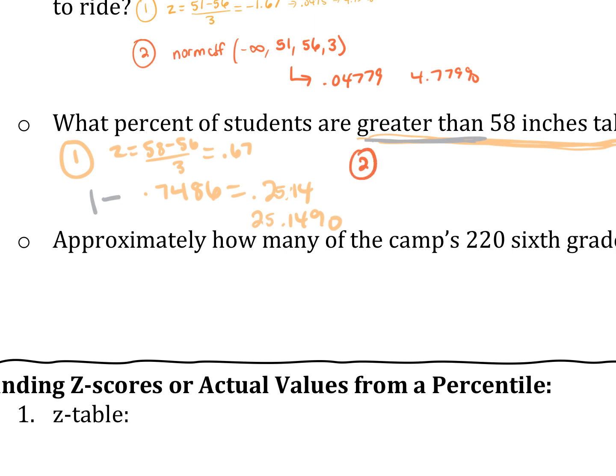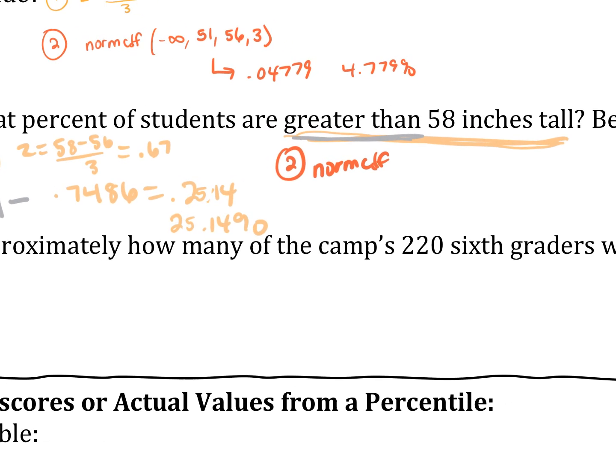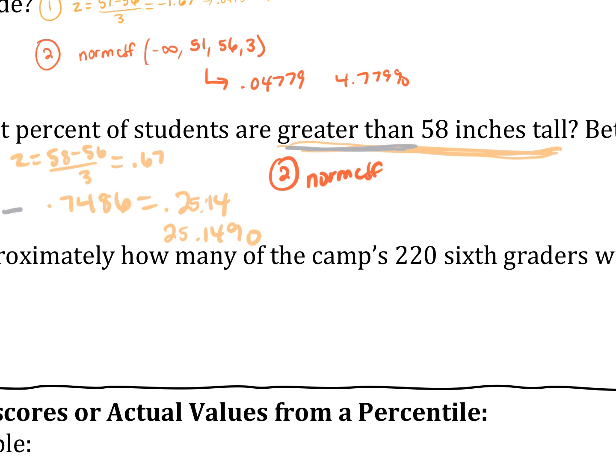On the calculator, you would do norm CDF. So how do you do that? What's the key sequence there? Menu, 652, good. So you're going to do norm CDF, and then you're going from 58 and higher, so you're going up to infinity. That's the difference in how you plug that in. And then you have 56 and 3.